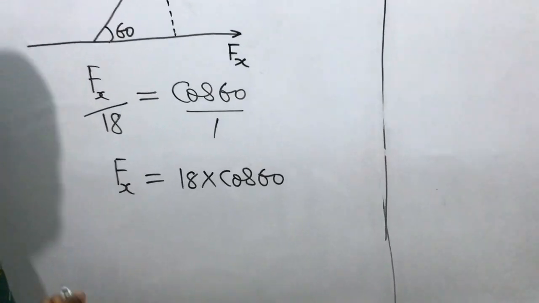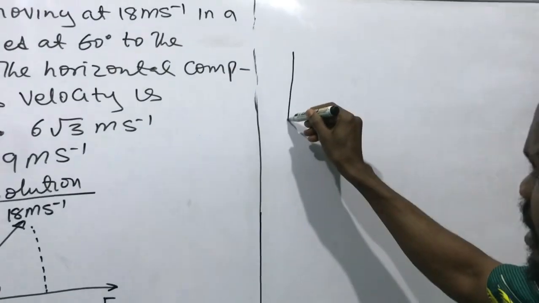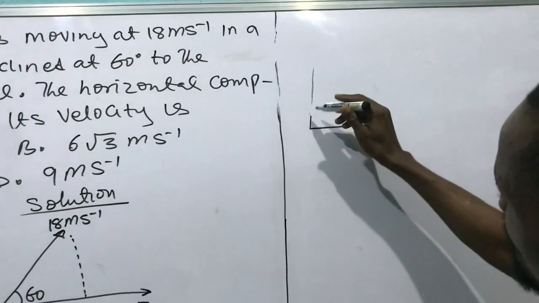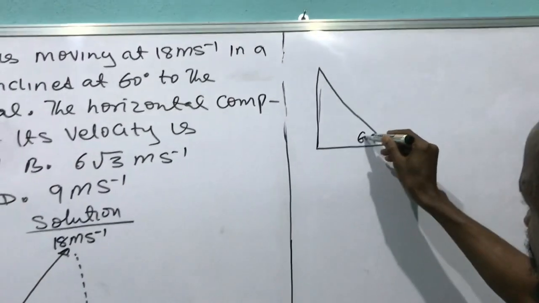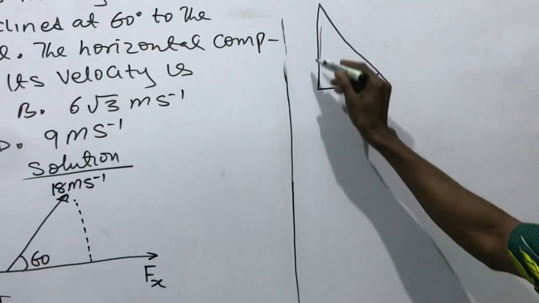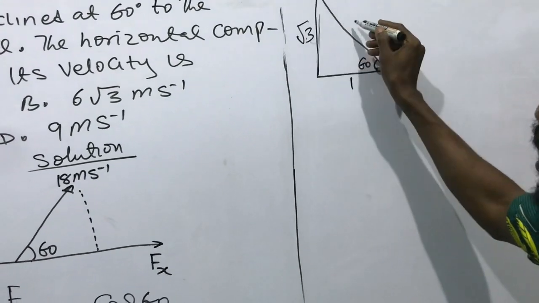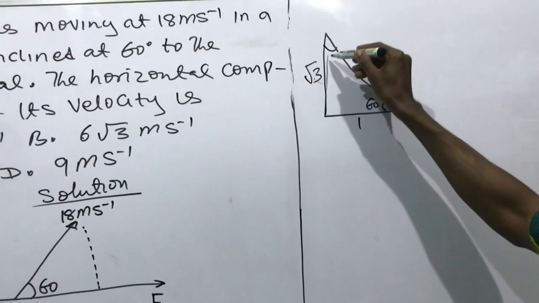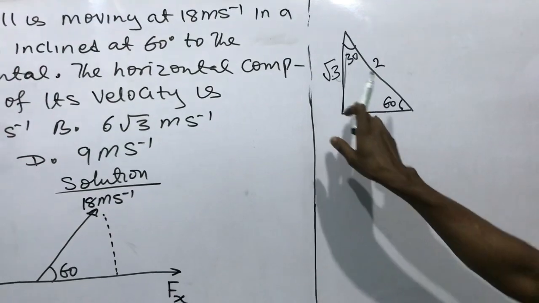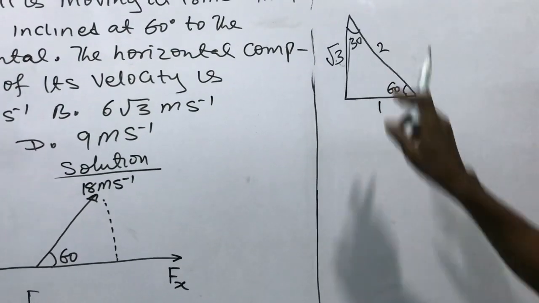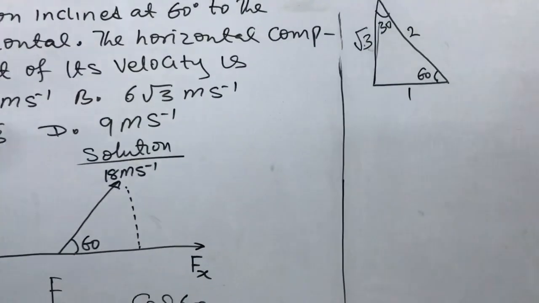I don't use a calculator in JAMB. I bring out the triangle in my brain, the one where the angle is 60, the sides are 1, root 3 and 2, and the other angle is 30. If I want cos 60, it is adjacent over hypotenuse, which is half.